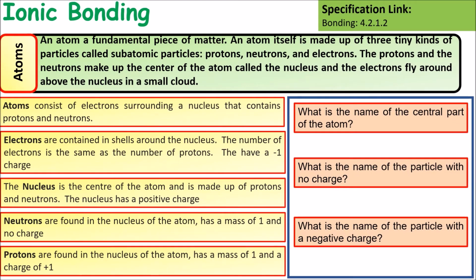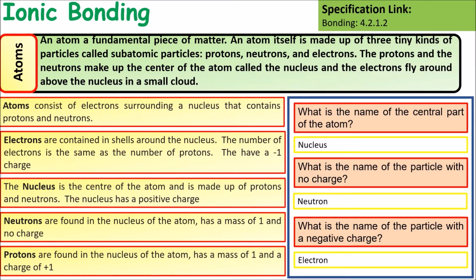So if we think about these three short questions: what is the name of the central part of the atom? What is the name of the particle with no charge? And what is the name of the particle with a negative charge? Just have a think about this. And so the centre is the nucleus, the neutron has no charge, and the electron has a negative charge.